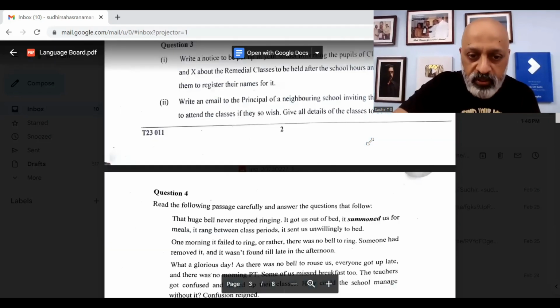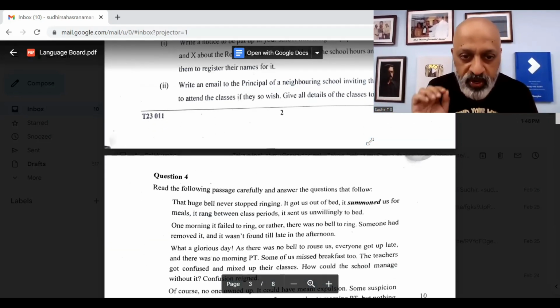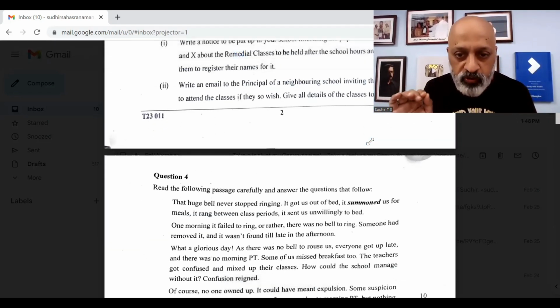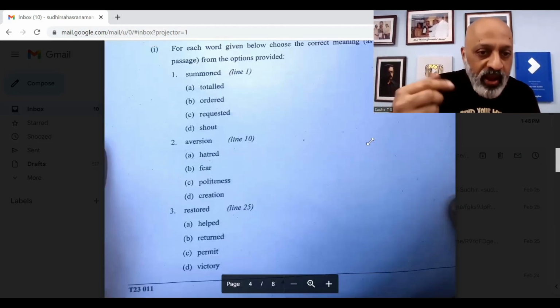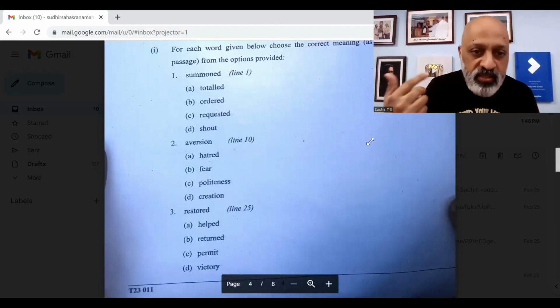Let me just read it again just to be on the safer side. That huge bell never stopped ringing. It got out of bed. It summoned us. Yeah, it ordered us. It cannot be requested. Aversion means hatred. It's not fear. It's not politeness. It is not creation.